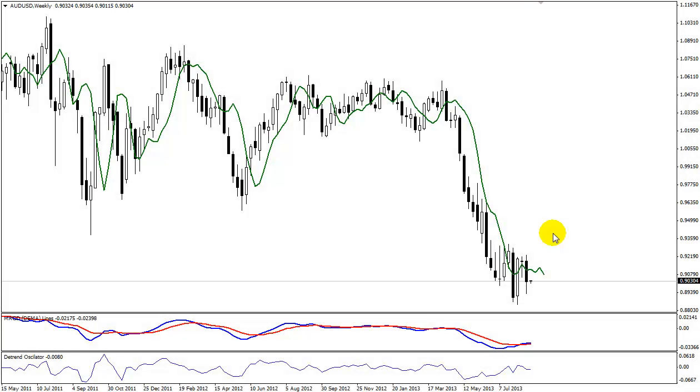This is forexoverviews.com with the short-term analysis of AUD dollar. Here we will start with the weekly chart of AUD dollar. Remember that we got the double ripple pattern here.